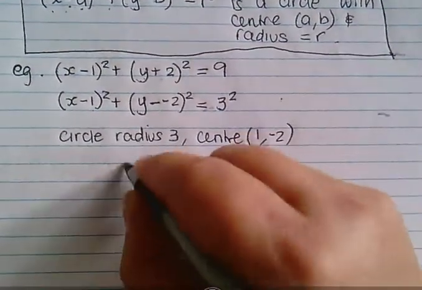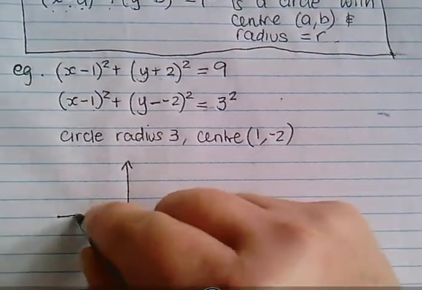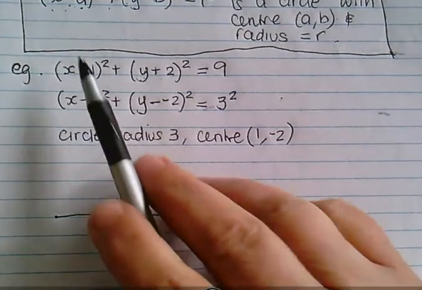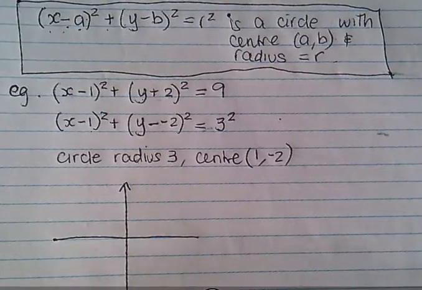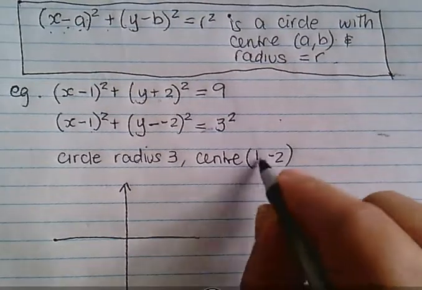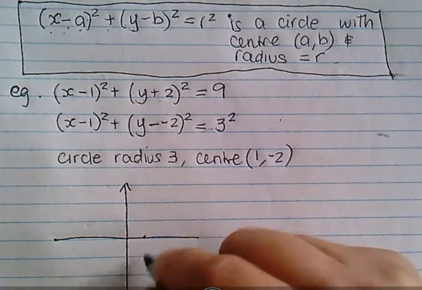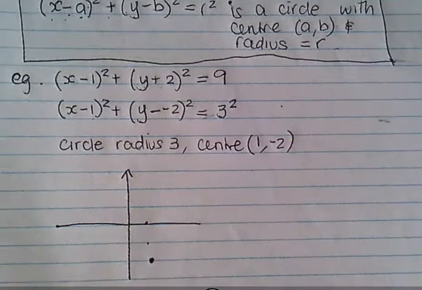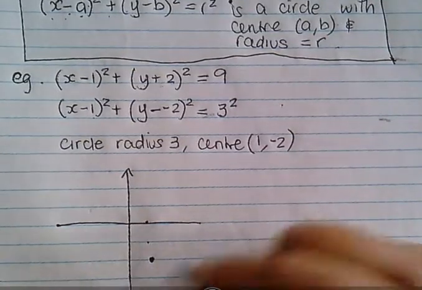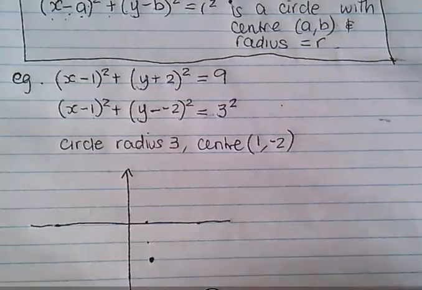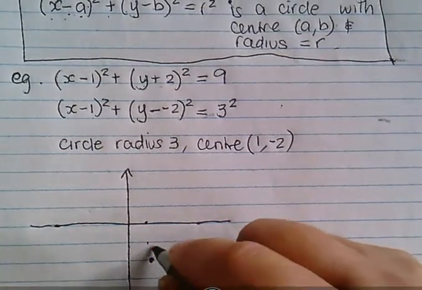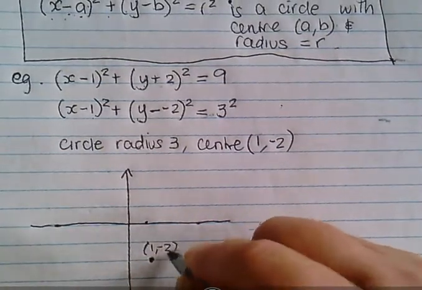So if I want to sketch that, just be careful when you sketch it. Because it's got to be in the format x minus something, and y minus something. So the center is 1, negative 2. So down here. And the radius is 3. So I'm going to draw this fairly big. So I'm just going to go one line is a unit. So this is 1, negative 2.